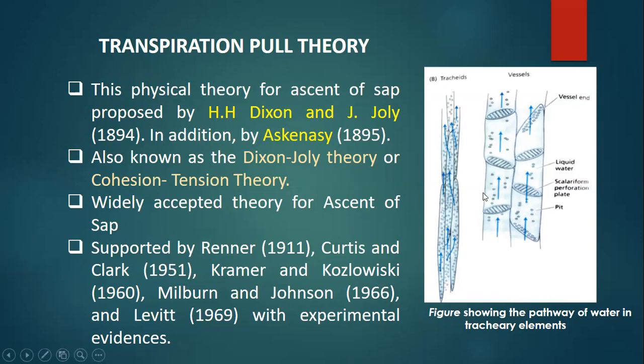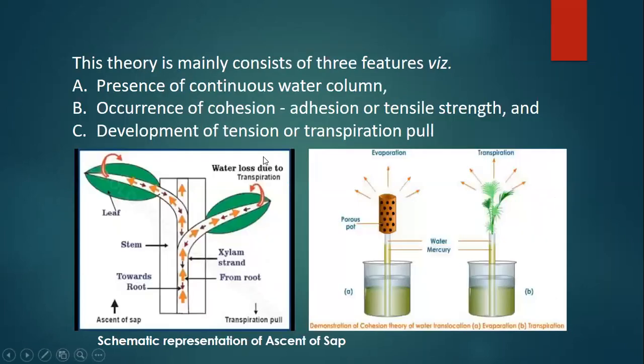Well, these are the xylem vessels and tracheids which are responsible for the ascending of water and mineral nutrients from the root region to the various aerial parts, especially to the leaves. Here this theory mainly consists of three features, namely presence of a continuous water column, occurrence of cohesion and adhesion or tensile strength, and development of tension or transpiration pull.